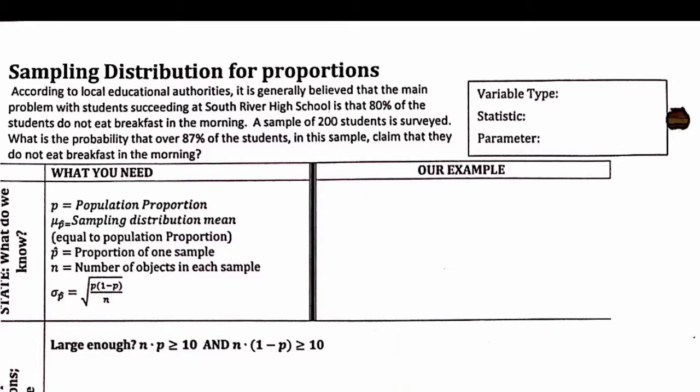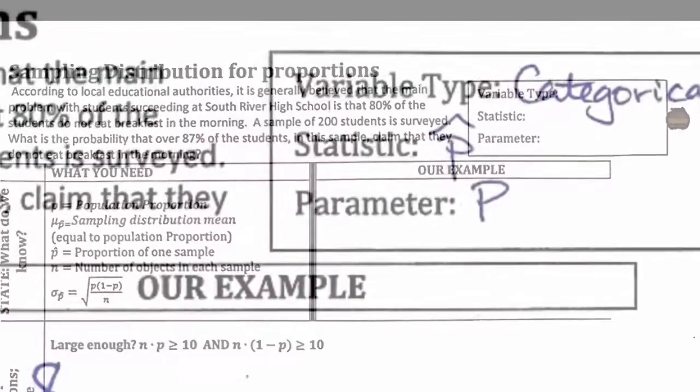According to local authorities, it's generally believed that the main problem with students succeeding at South River High School is that 80% of the students do not eat breakfast in the morning. So we're going to take a sample of 200 students in this survey and look at the probability that over 87% of the students from this sample of 200 claim that they do not eat breakfast in the morning.